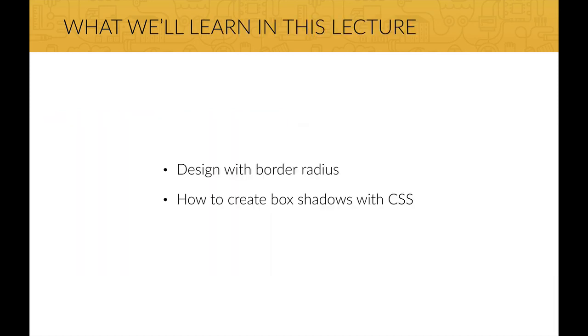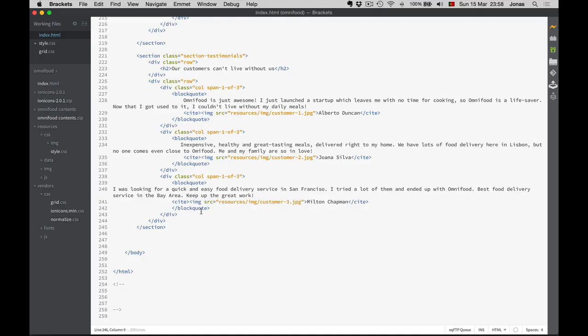So the new things we'll learn in this lecture are how to design with CSS border radius and how to create box shadows. All the other things we'll do in this lecture use concepts that you're already familiar with, which is pretty cool. So here we are back in our HTML file, which already has more than 250 lines of code. This is quite impressive.